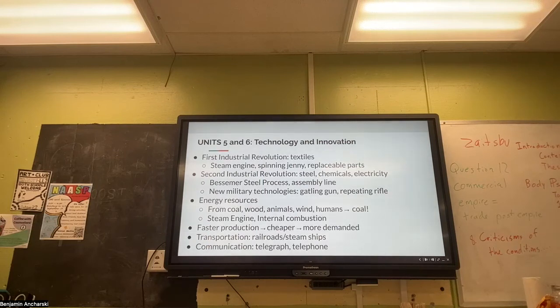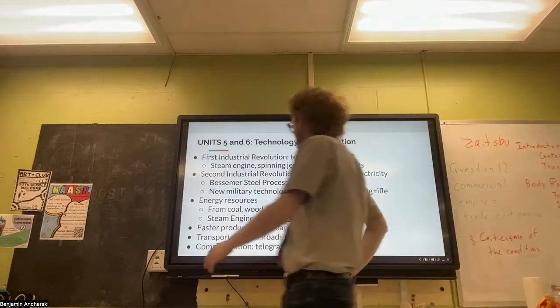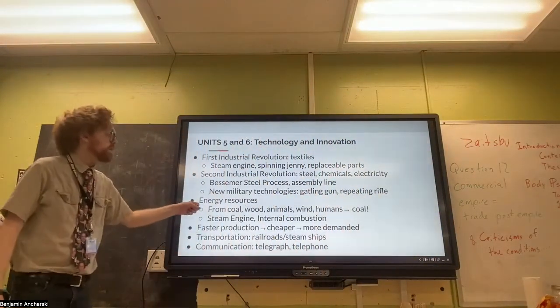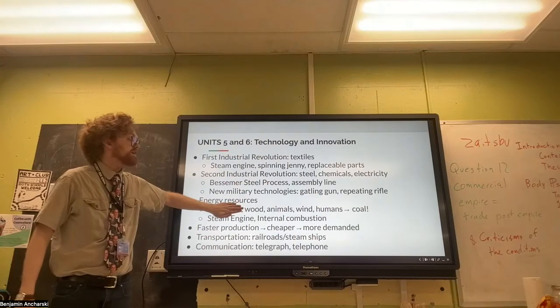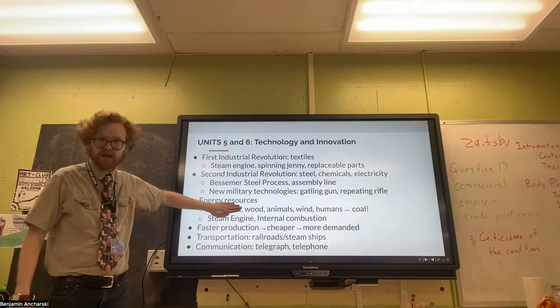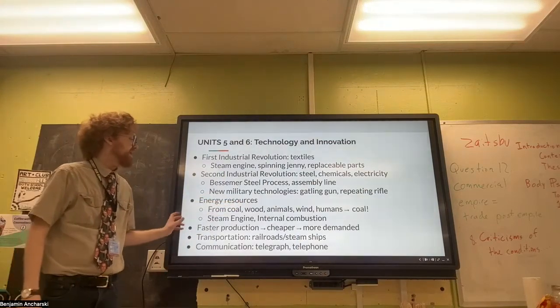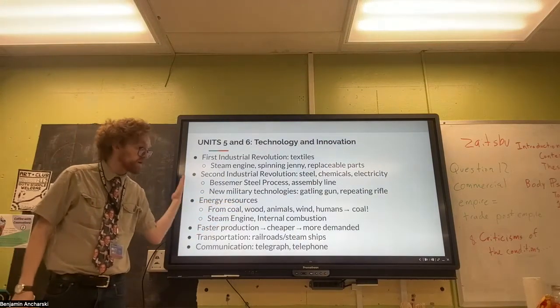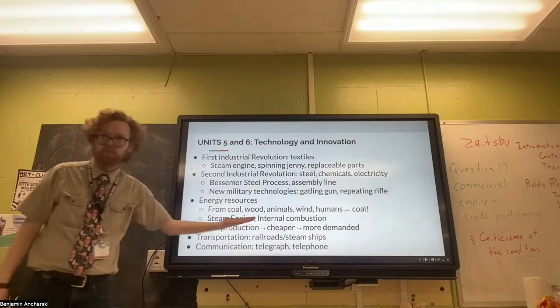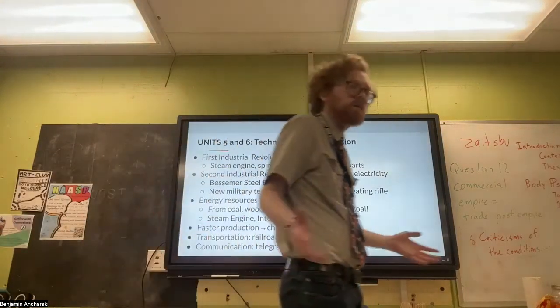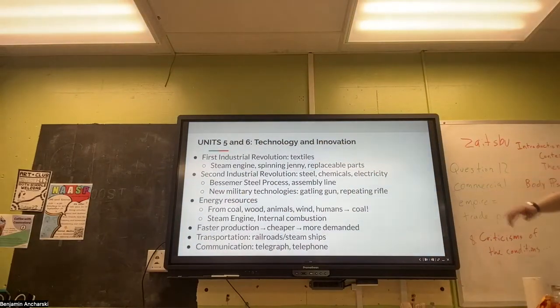Then think about next unit. Energy. How is energy going? Well, initially, it's wood, animals, wind, and humans. And now it's coal. Coal is the big thing of the first industrial revolution. And this is going to lead to the invention of things like the steam engine, internal combustion. That's basically how a car operates. Faster production means cheaper stuff, means higher demand. Transportation, railroads, steamships. But also there's new forms of communication.